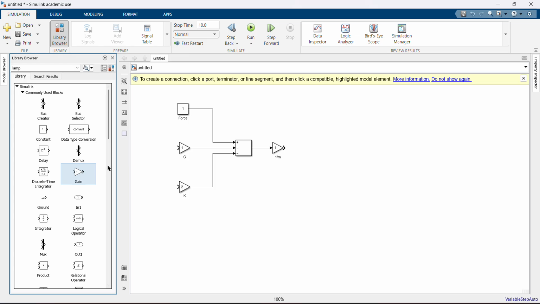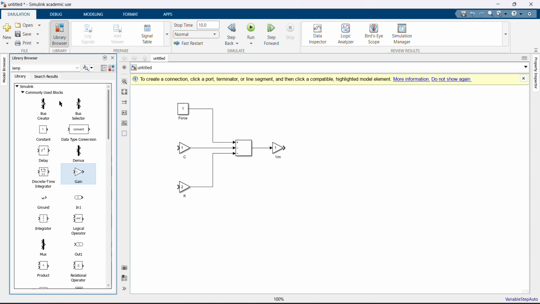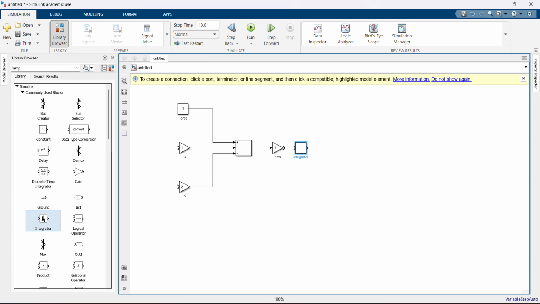Check if the integrator block is present in the commonly used blocks, and here we have the integrator block. Just pull the integrator block inside. I need 2 integrator blocks, so I'm pulling 2 here. The first block I'm renaming as velocity, and the second block I'm renaming as displacement. Now I'm connecting the output of the gain block to the velocity block. And I'm connecting the output of velocity to another integrator which gives me displacement.